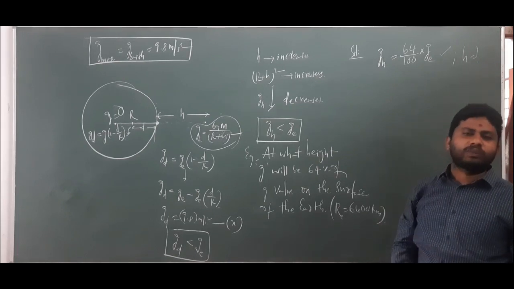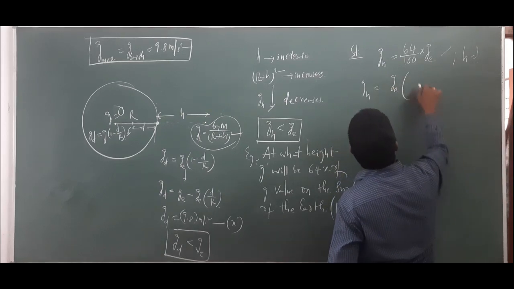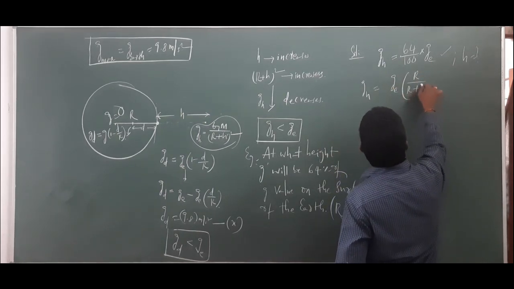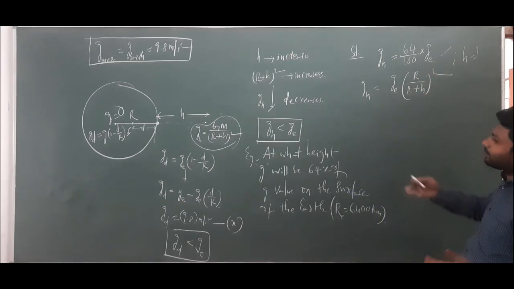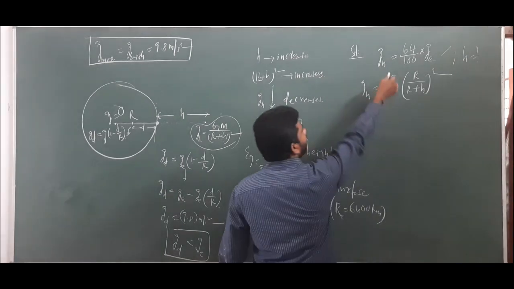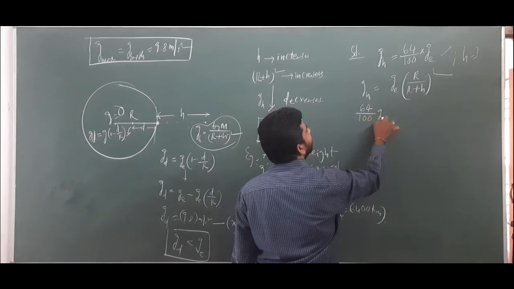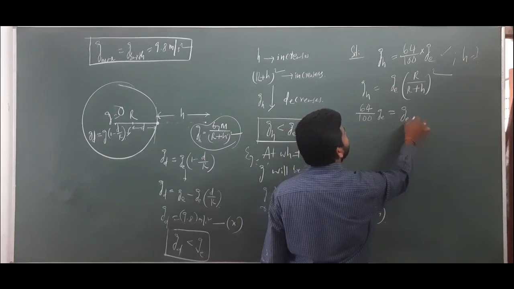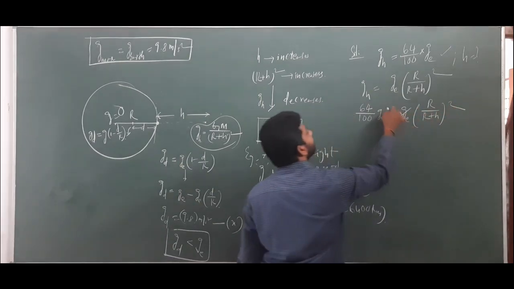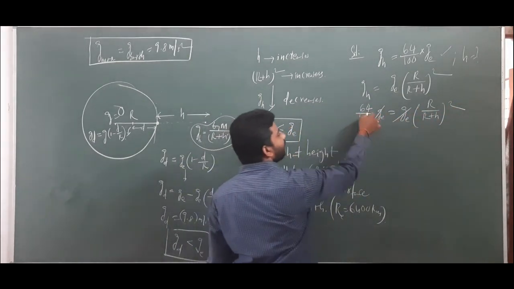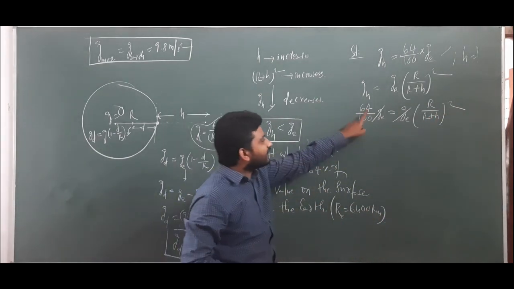What is the formula for acceleration due to gravity at some height? It is equal to the acceleration due to gravity on the surface of the earth, g suffix e, into r by r plus h whole square. Substitute everything, you will get it. So acceleration due to gravity at some height is 64 divided by 100 into g suffix e, which is equal to g suffix e into r by r plus h whole square. G suffix e cancels here. 64 by 100, this square is there. On both sides, if we apply square root, these values will get reduced.